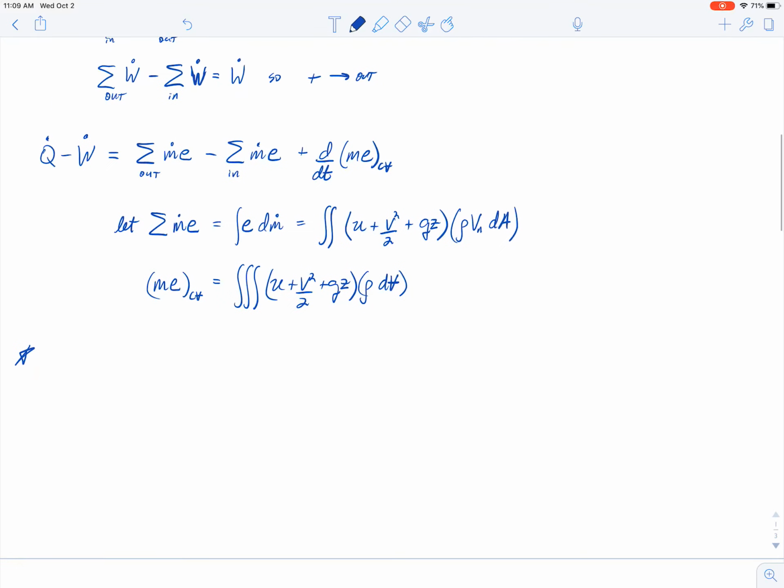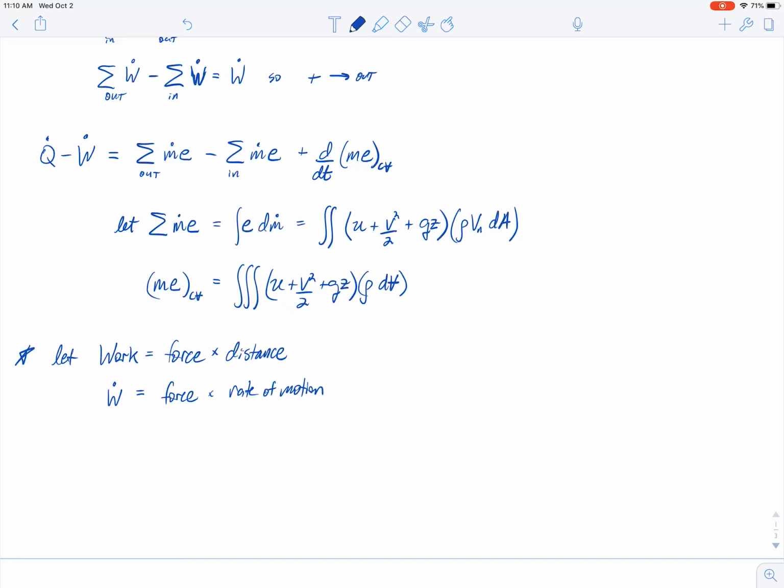Hang with me and we'll be putting all this together in a little bit. Hopefully it should make sense. We'll let work be conceptually defined as a force occurring over a distance. And we can speak in terms of a rate of work, being force times a rate of motion, which would look like a velocity.